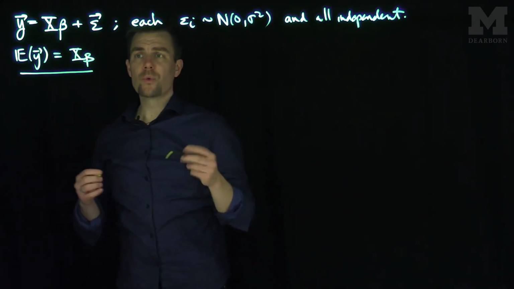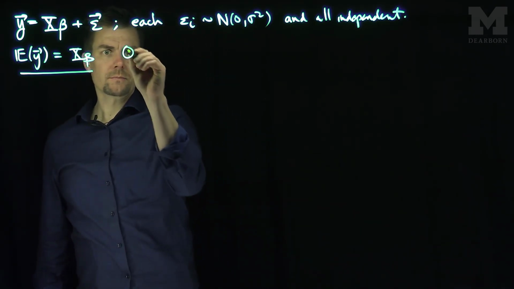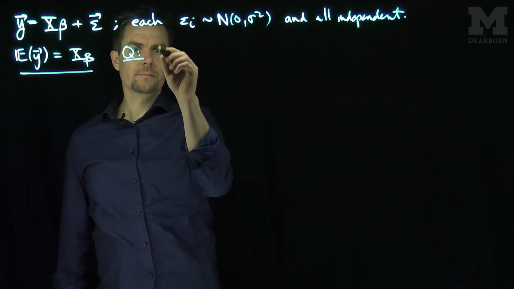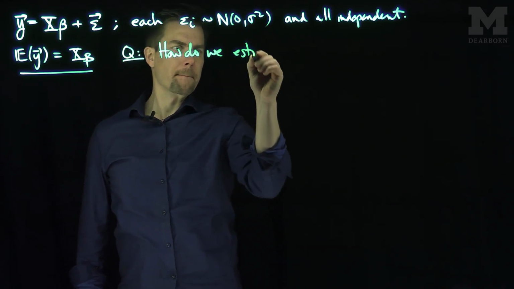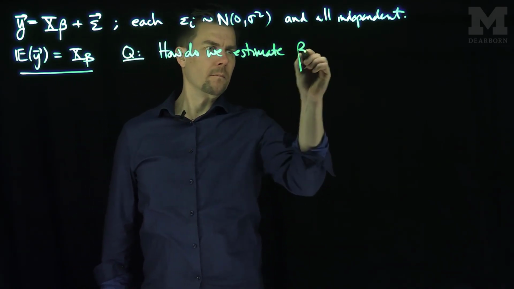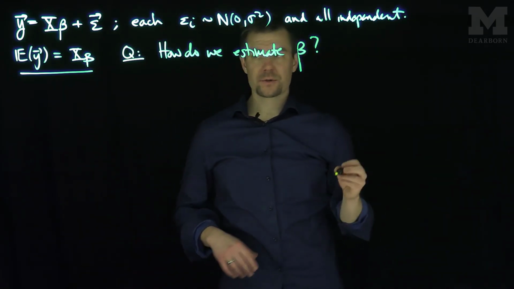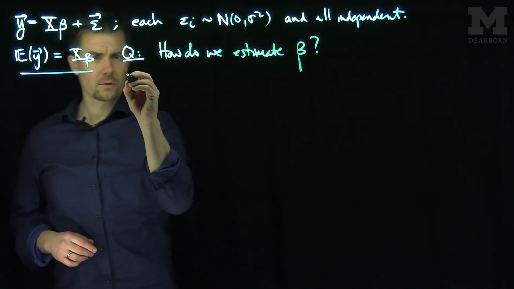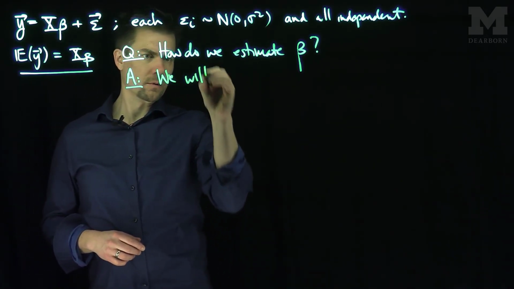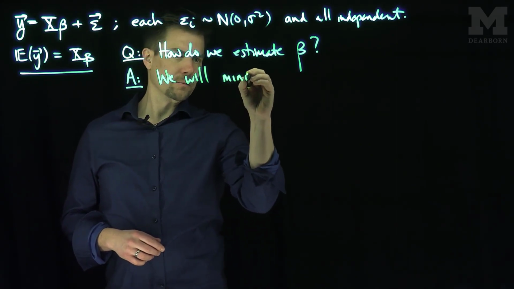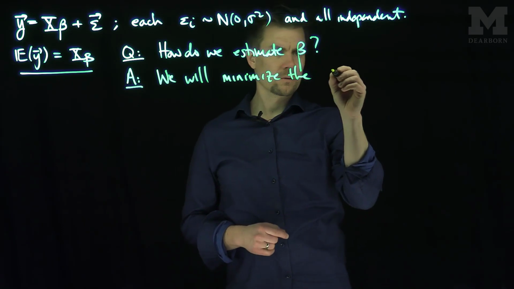And now the question is how do we find an estimate for beta? So question, how do we estimate beta? And the answer is we look at the sum of square errors. We will minimize the error sum of squares.